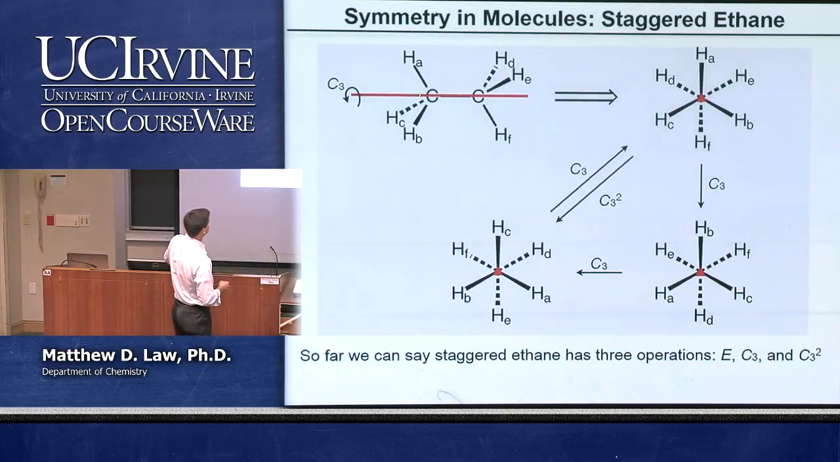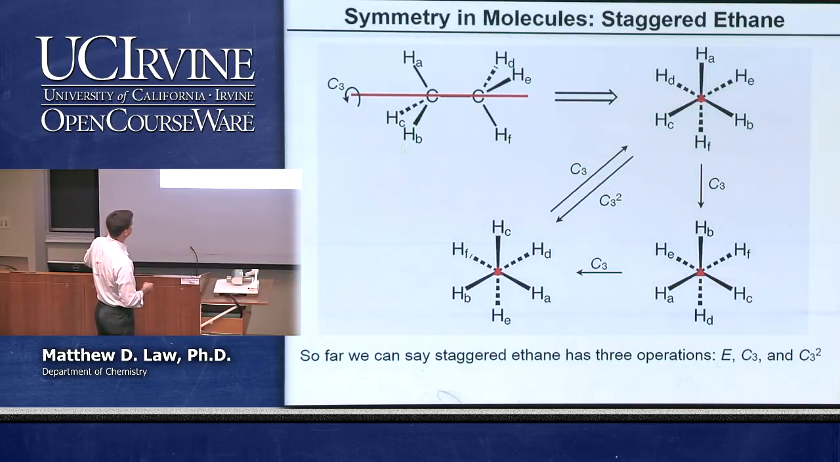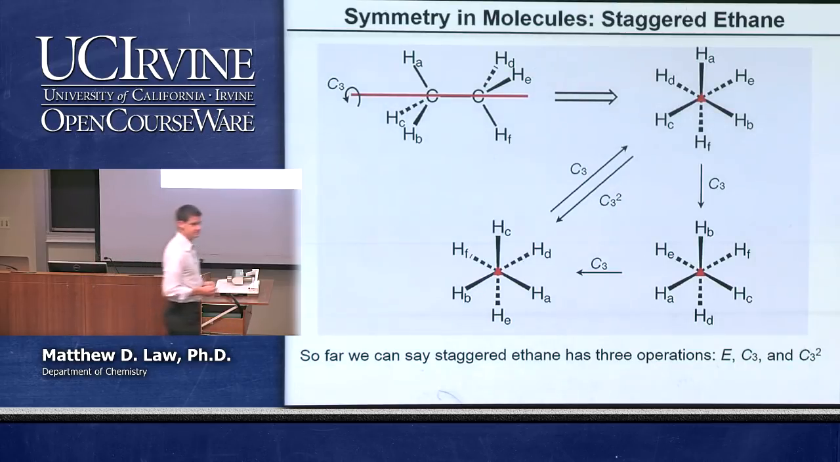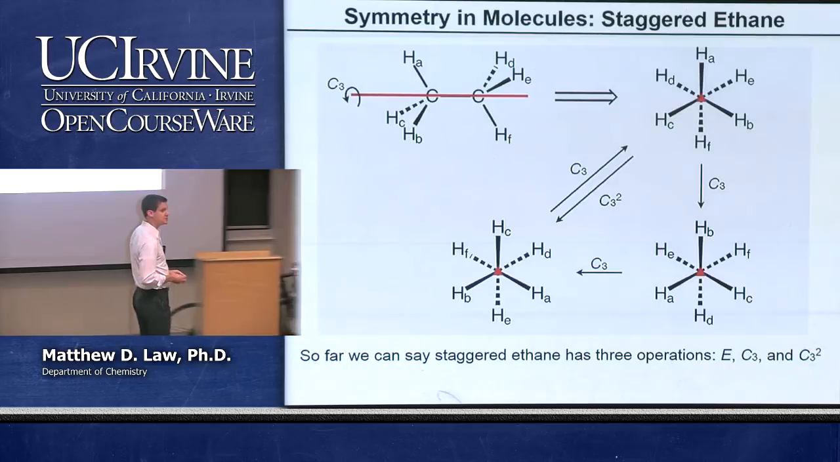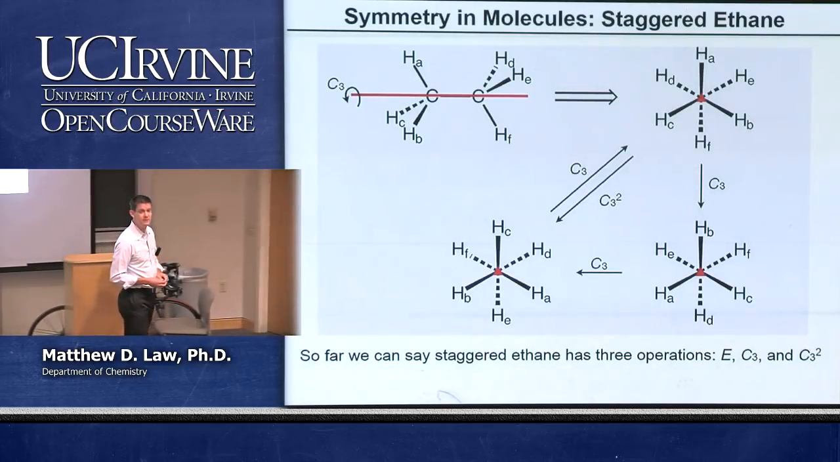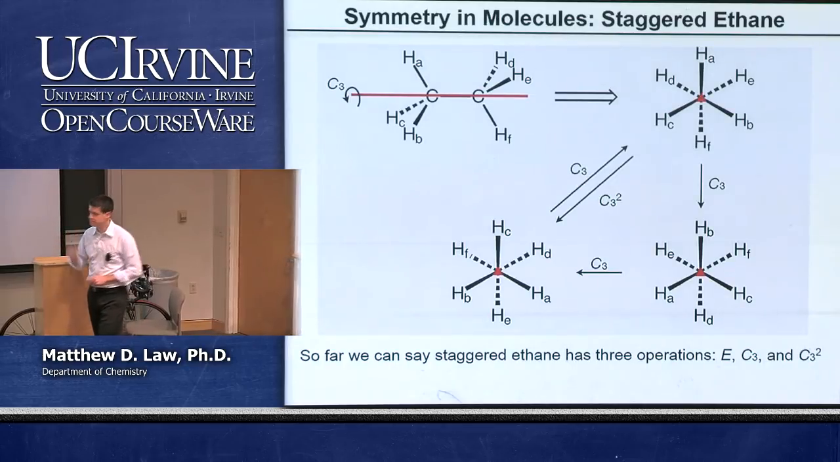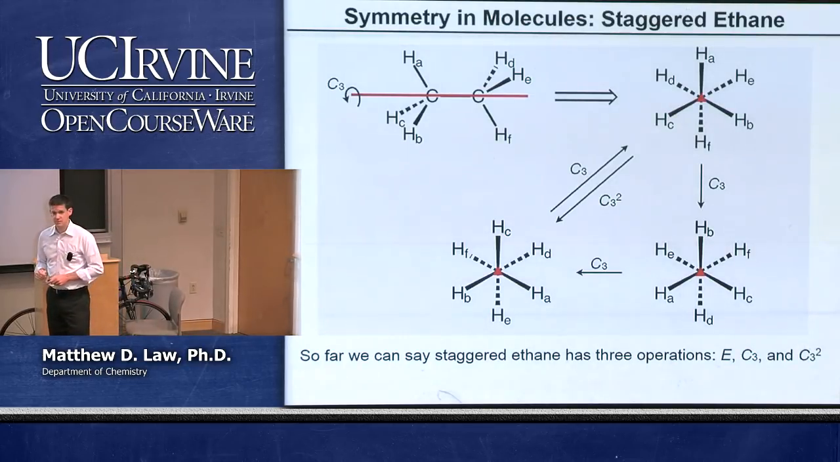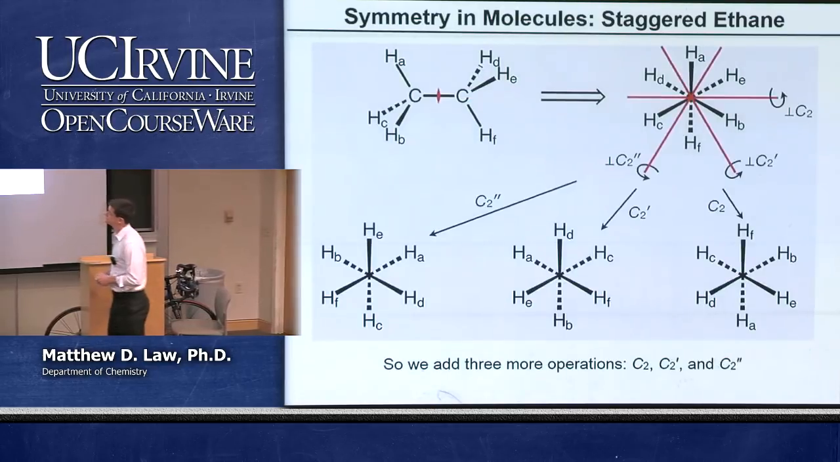So if there were a C2, what would happen? HA would rotate 180 degrees down. It would be pointed directly in the plane of the board here. That would not be the same configuration, right? So there is no C2 axis. There's no C4 axis. There's no C5. The only thing this molecule has is a C3 axis in that direction. Okay? What about other rotational axes perpendicular to this C3?